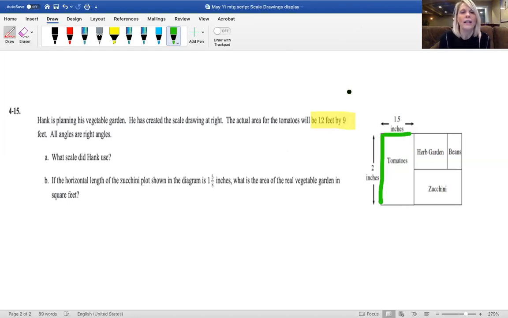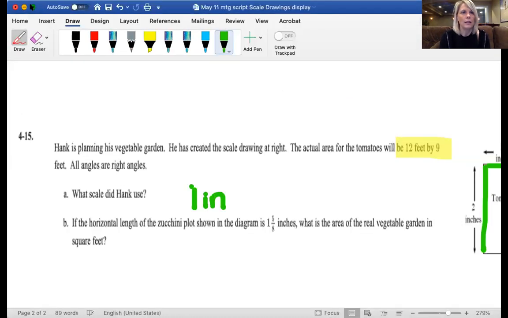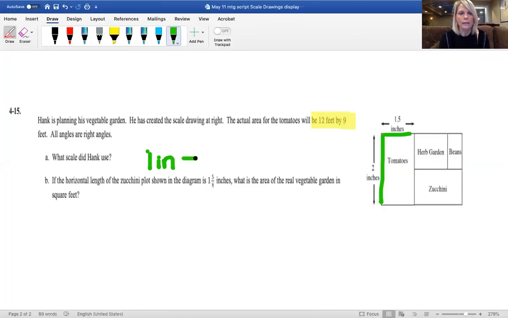Okay. 1 inch equals 6 feet. Good. So the scale here is 1 inch equals 6 feet. And if you don't see how they got that, basically what they did is they took the 12 feet and they knew that 12 feet equals 2 inches. So they just took half of 12, which is 6. So 1 inch equals 6 feet. So that's the scale we're using for this.